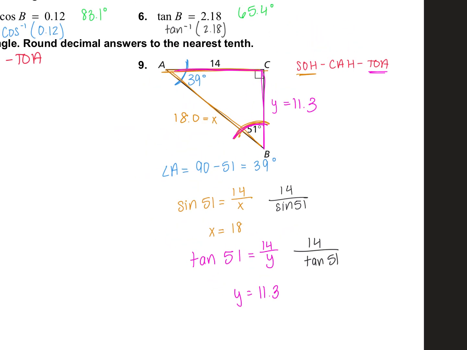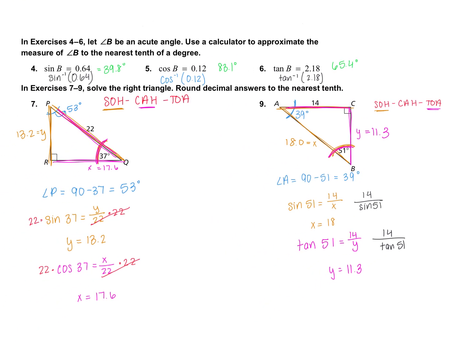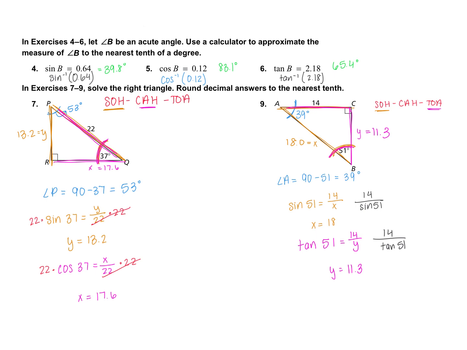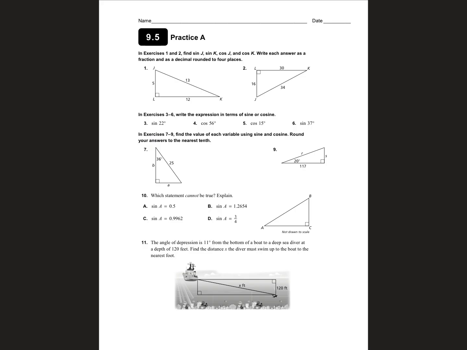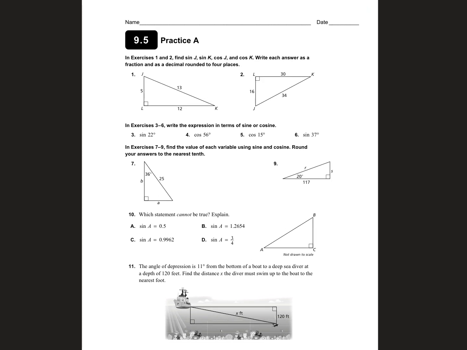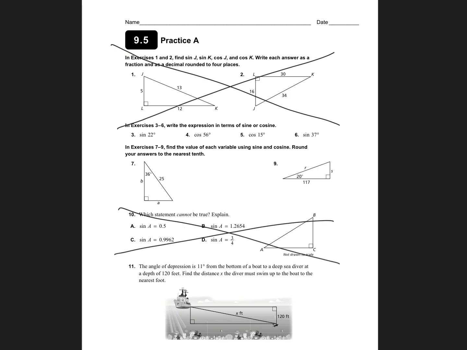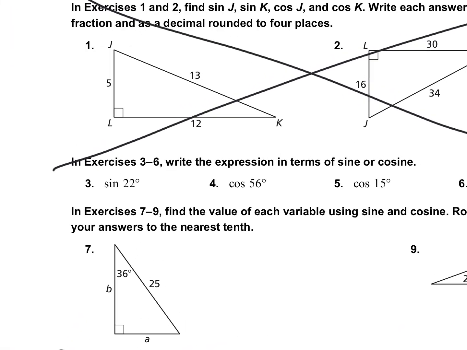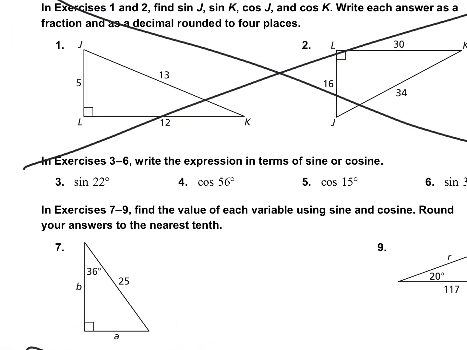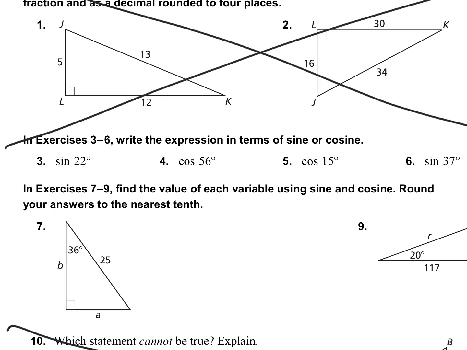All right, you will get these types of questions on your test, one from 4 through 6 and one from either 7 and 9. All right, 9.5. There are some questions on here that you don't need to know, so you can just go ahead and cross them out. So 1 and 2 and number 10, I'm not going to give you guys questions like that. Looking at this page, 3, 4, 5, and 6, you will have a question like that on your test.